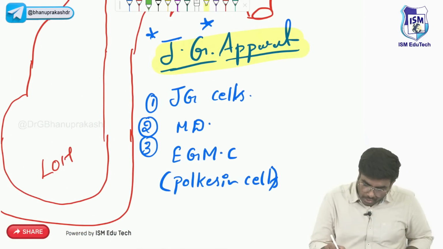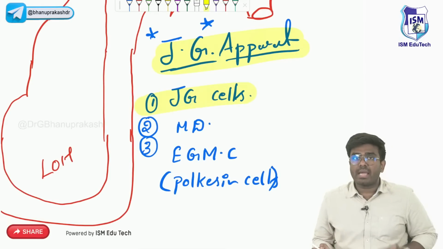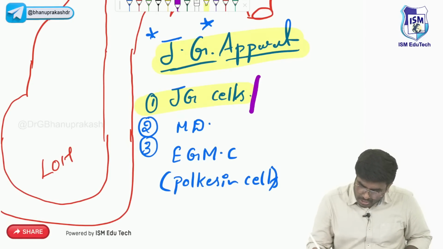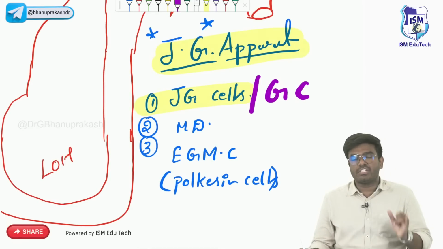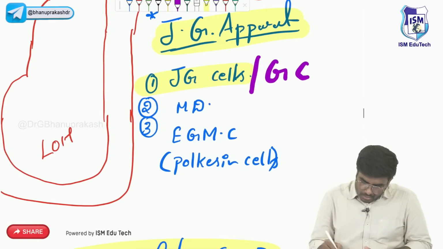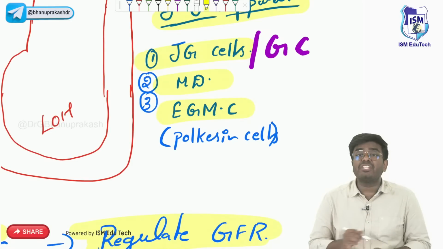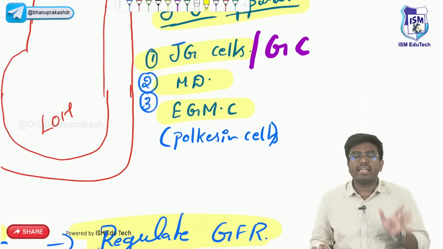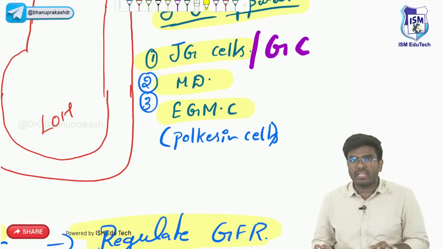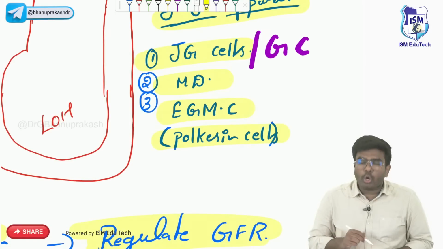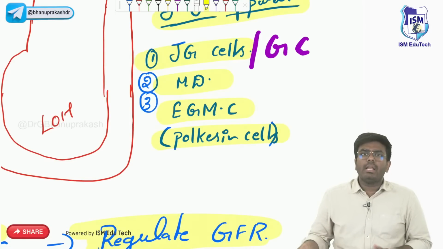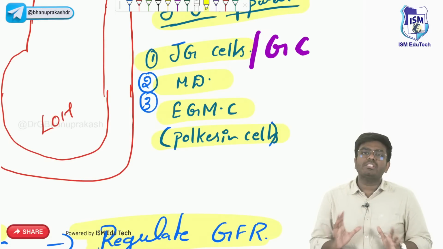Direct question. Juxtaglomerular apparatus is made up of JG cells. I have already discussed with you, the JG cells are also called granular cells. JG cells are granular cells. Now MD means macula densa, and EGMC means extraglomerular mesangial cells. Extraglomerular mesangial cells, which I have shown in green color, are also called Polkissen cells. Now all these three structures form the juxtaglomerular apparatus.